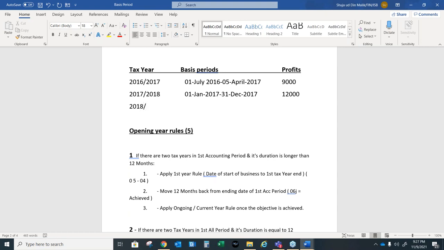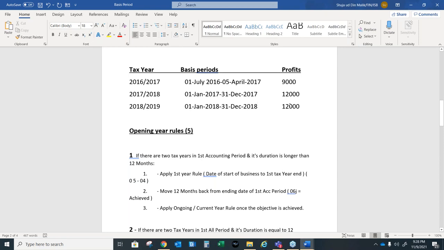For example, it says that in the next year they earned 12,000 profits. The probable answer will be 1st January 2018 to December 18. It will be moving smoothly until and unless you change the accounting date or you close the business.